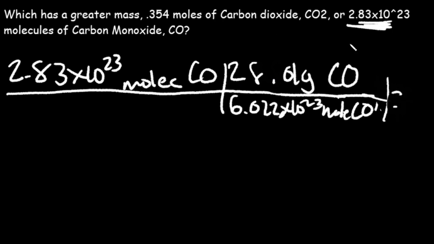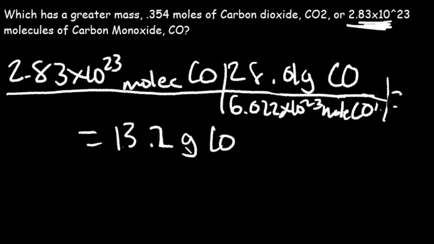And once you do this, 2.83 times 10 to the 23rd, multiplied by 28.01 over 6.022 times 10 to the 23rd, you will still get the same answer. It's 13.1 or 13.2 grams of carbon monoxide.